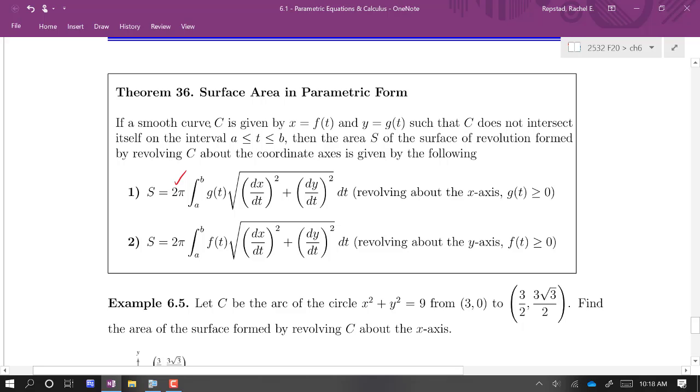And depending on the axis, we're looking at revolving about the x-axis or revolving about the y-axis. If we revolve about the x-axis, then the radius function will be the y-coordinate, which is why there's a g of t. And if we're revolving about the y-axis, then the radius will be the x-coordinate, and that's why we have this f of t. So both the g of t and the f of t here are basically like having an r of t, like a radius function, the distance from the axis.